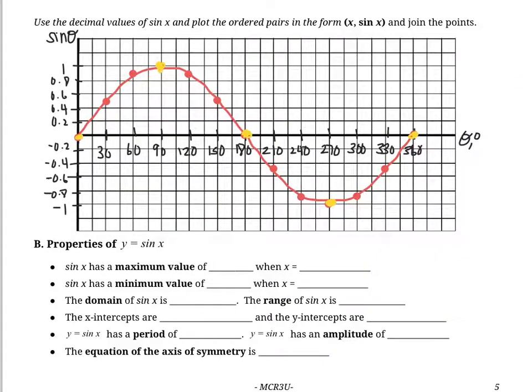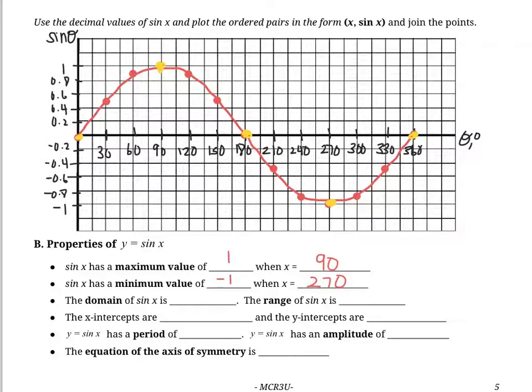So now let's take a look at some of the properties of the graph of sine x, now that we do have the graph in front of us. First let's start off with the maximum and minimum values. Our maximum value of sine is 1 and our minimum is -1. The max occurs when our x value is equal to 90 degrees, and the function reaches its minimum value when x is equal to 270 degrees.